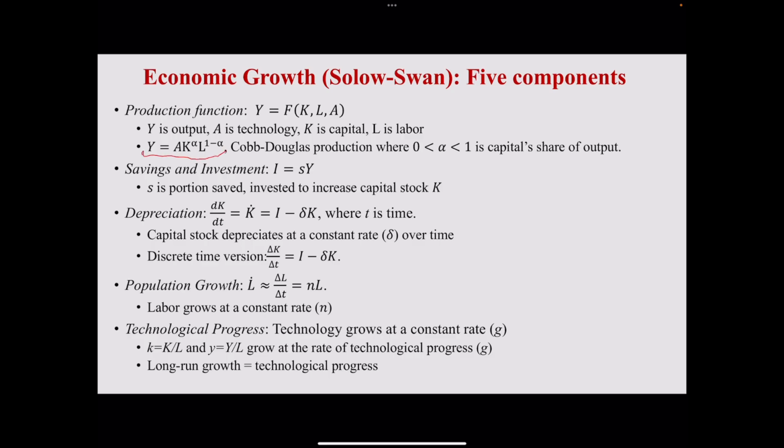here, which is known as a Cobb-Douglas production function, where alpha is capital's share of output, and it's between 0 and 1. All right, so this is basically, if we take the logarithm of this, we get log Y is equal to log A plus alpha log K plus (1 minus alpha) log L.